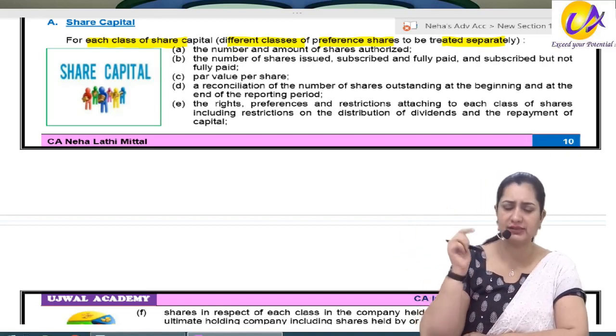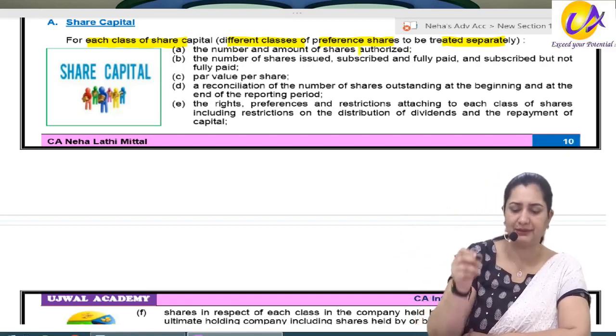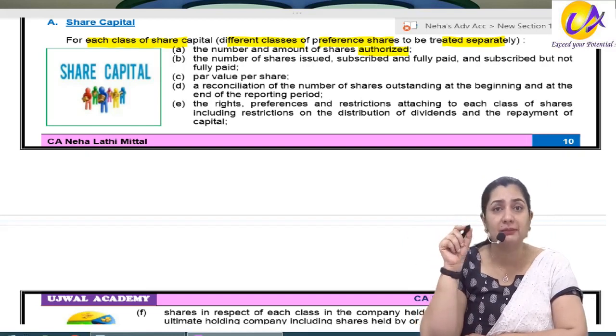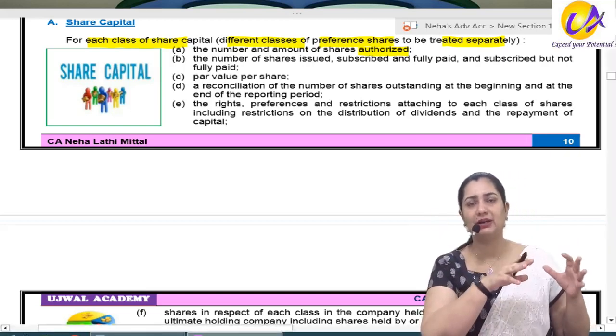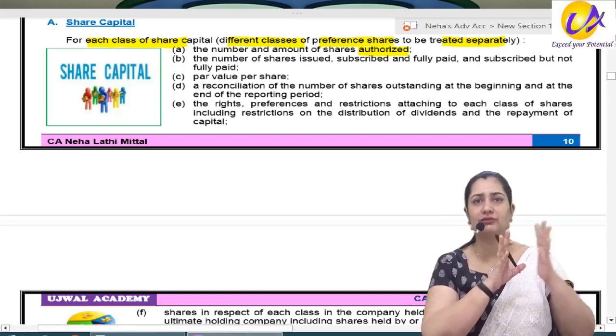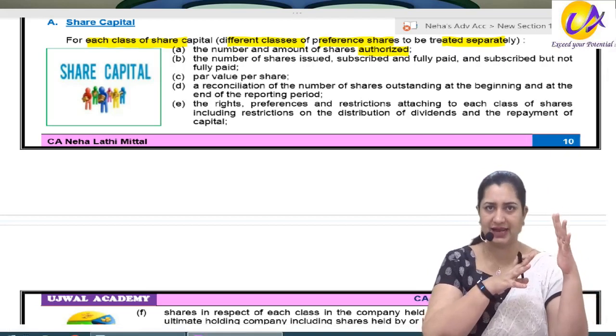So what will you write? First thing you will write is the authorized share capital. What is authorized capital? It is what has been registered in the memorandum of association with the ROC. We have to tell them what our nominal capital is, also called authorized capital, that is, the maximum capital the company can issue. So first we have to write the authorized capital.